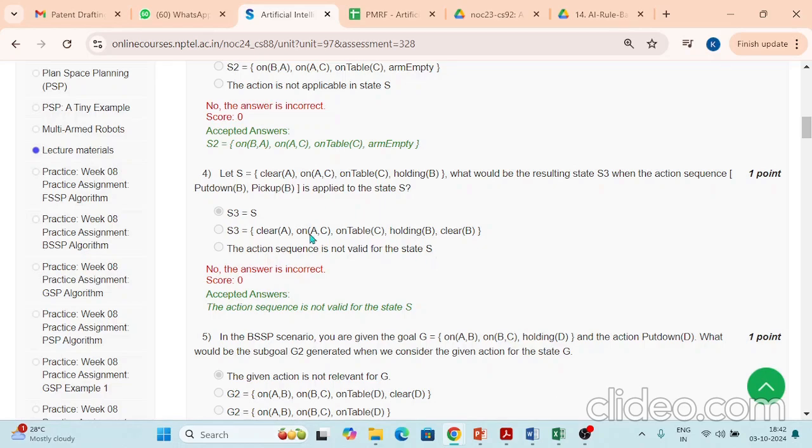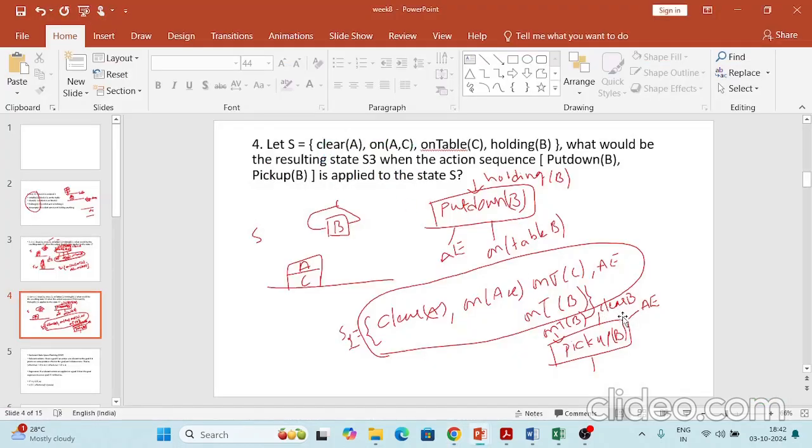So we are not supposed to say that S3 is equal to S, the same mistake as in the last question. Clear B, here also we require clear B. Without clear B, we can't perform the pick up. The preconditions required for pick up B are on table B, clear B, arm empty. Clear B is not there here. Put down B won't give clear B as an effect to add to the state S. That's why we can't perform.